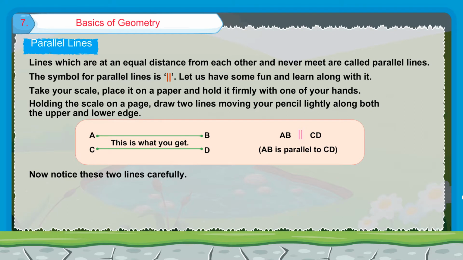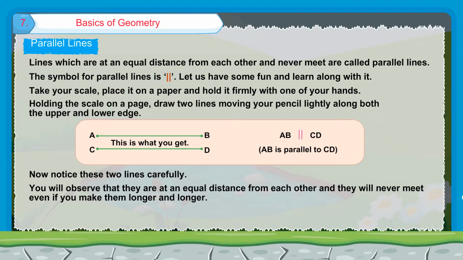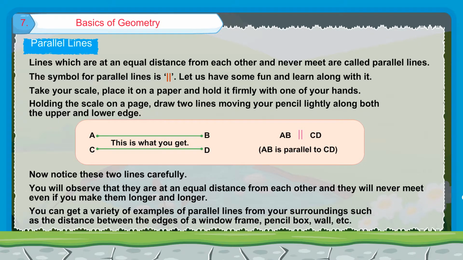Now notice these two lines carefully. You will observe that they are at an equal distance from each other and they will never meet even if you make them longer and longer. You can get a variety of examples of parallel lines from your surroundings, such as the edges of a window frame, pencil box, wall, etc.